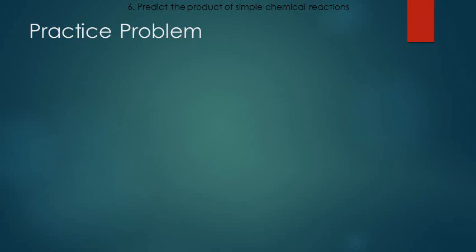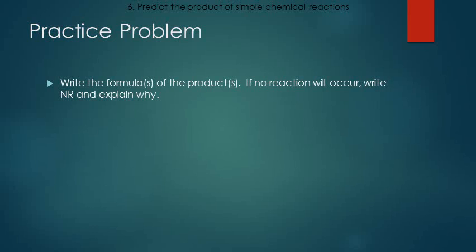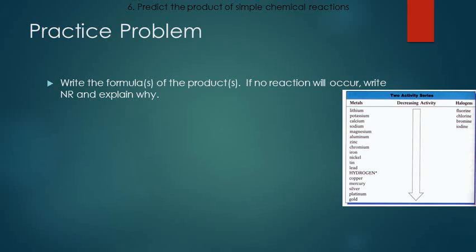Now that we've seen how an activity series applies to these single displacement reactions, I want you to do some practice on your own. I'm going to give you the formula of the reactants in a reaction, and then you will write the product or the products, and if no reaction will occur, you just write NR and explain why. Here is an activity series. Notice this one's slightly different than the one you just saw. We have metals listed on the left, and then if we have nonmetals, specifically halogens, there's an activity series here that appears on the right.